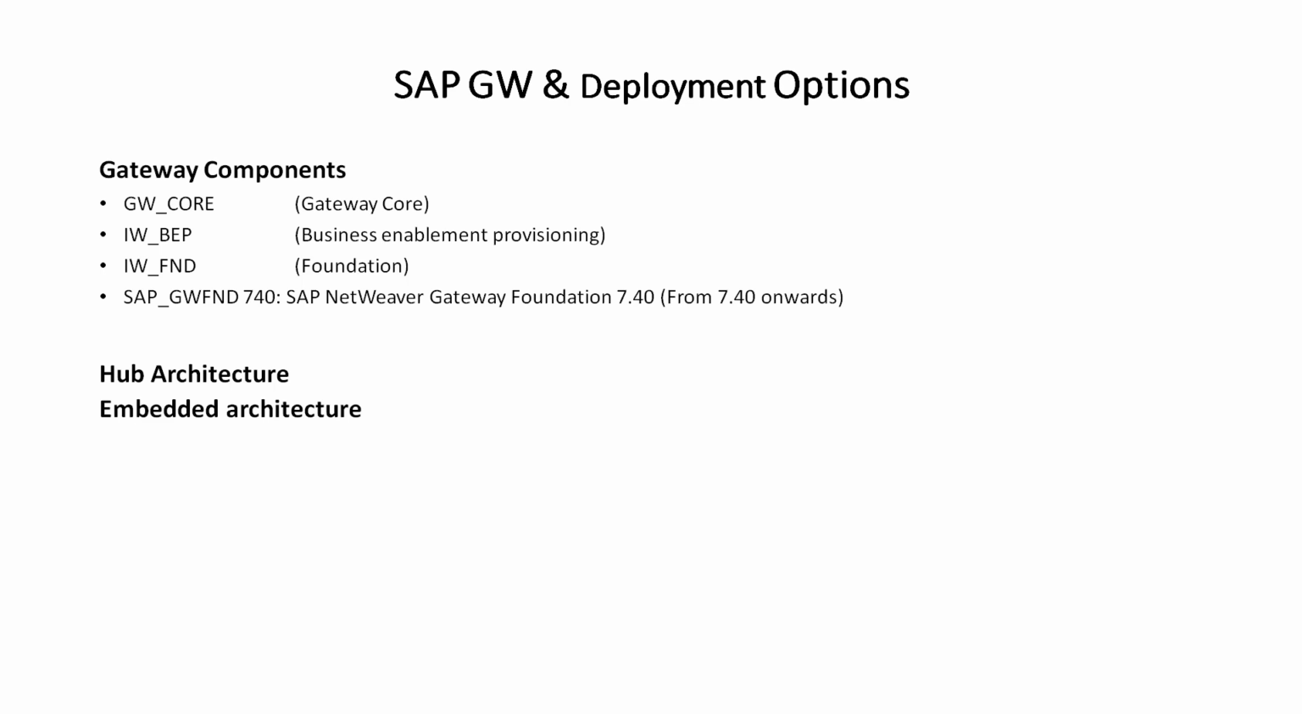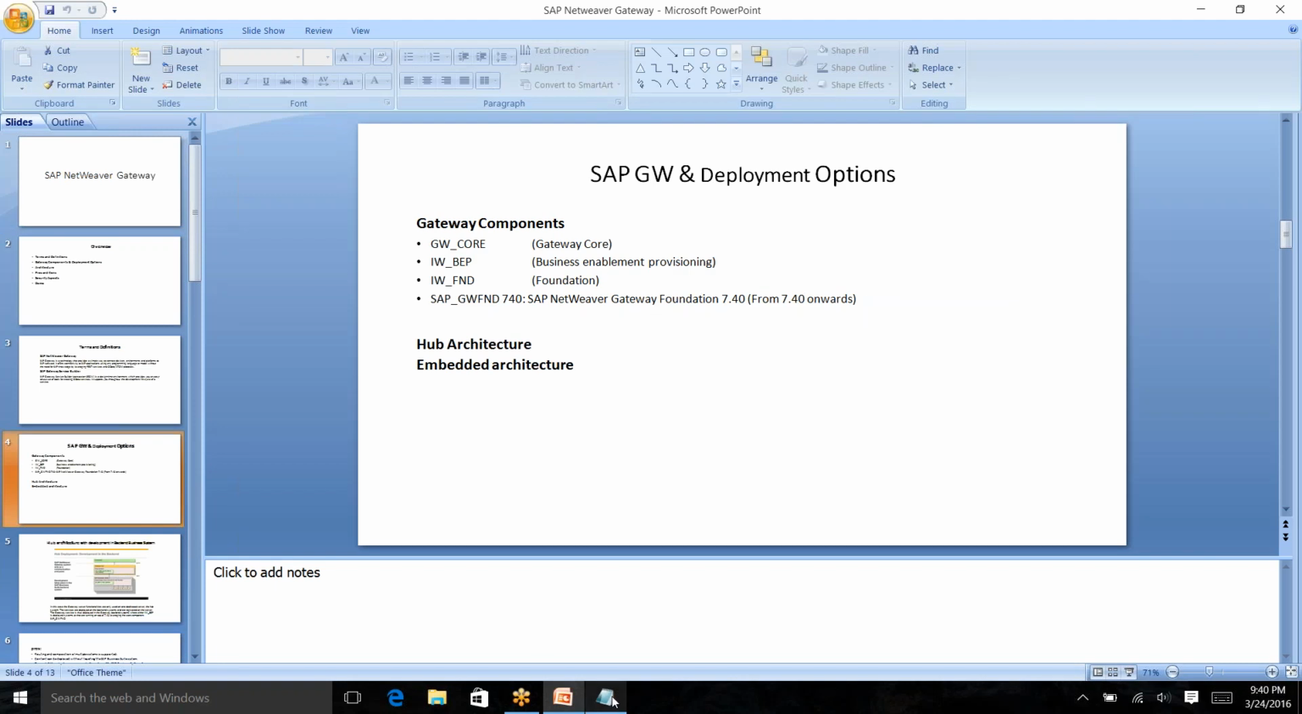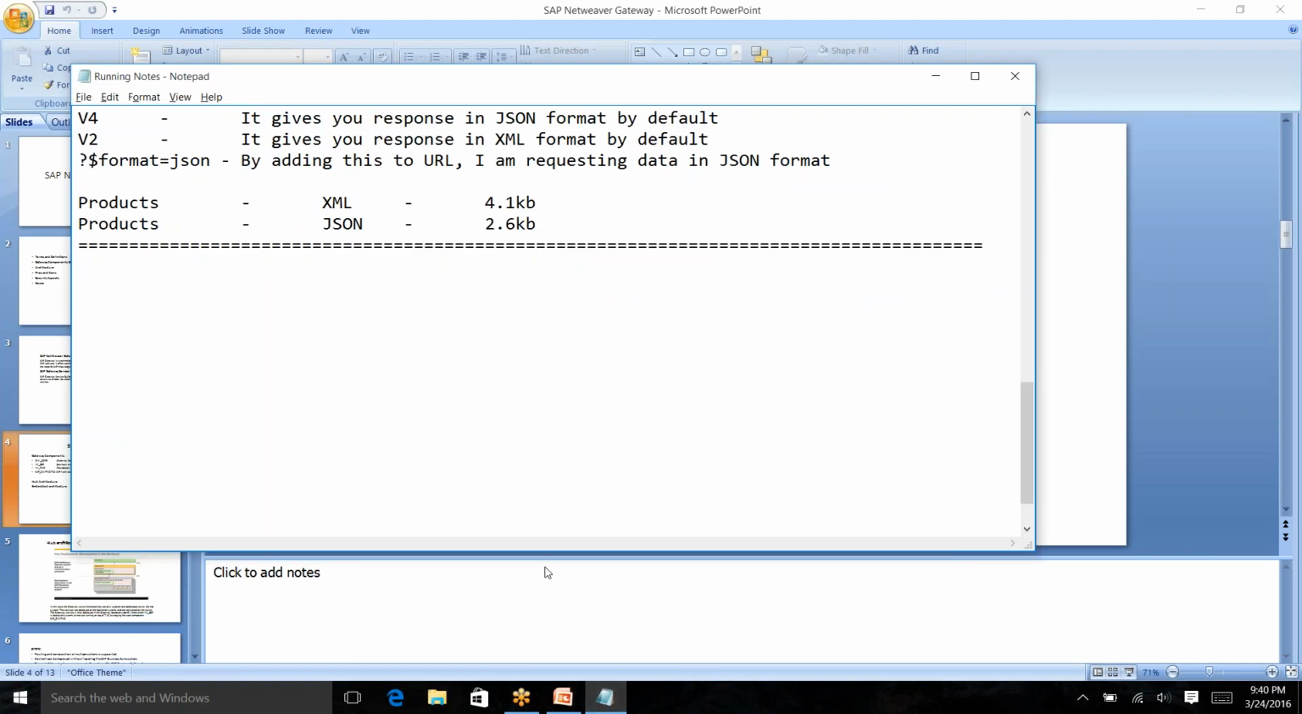Okay, so the following are the gateway components. One is gateway core. The second one is business enablement provisioning. The third one is foundation server. IW core, IWBEP, which is backend enablement provisioning, and this one is foundation server.